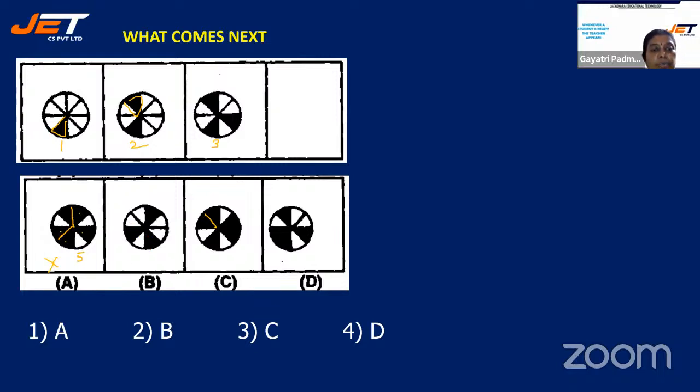See here 1, 2, 3 is highlighted, which is not correct. How many do we need? We need 4. So 1, 2, 3, 4, 5. 5 is highlighted. So this is also not right. But here if you see 1, 2, 3, 4. So 4 is highlighted. So your option should be D. Let's check with the answer. Yes, perfect. So your option is D.